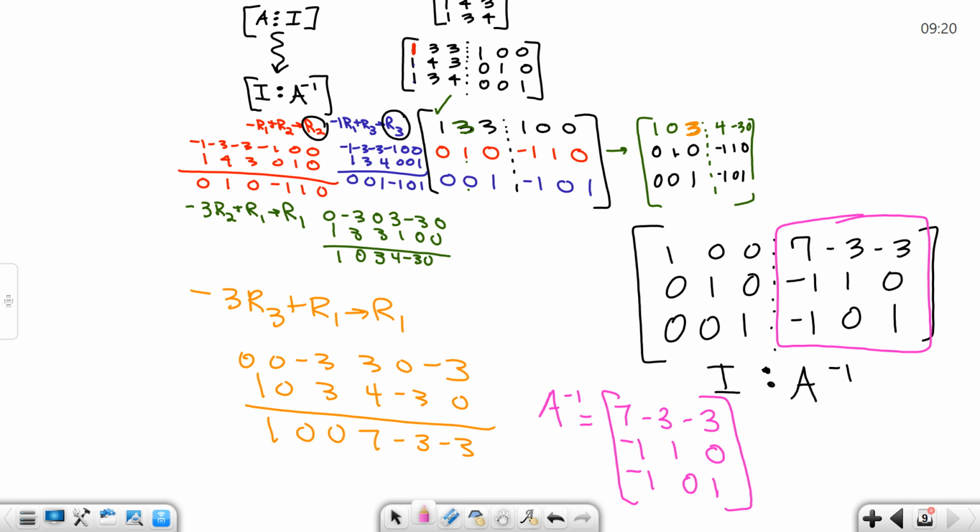Now, like I said, that's the easiest one because a lot of them went to 0 in the middle. So sometimes, most of the time in fact, they don't.